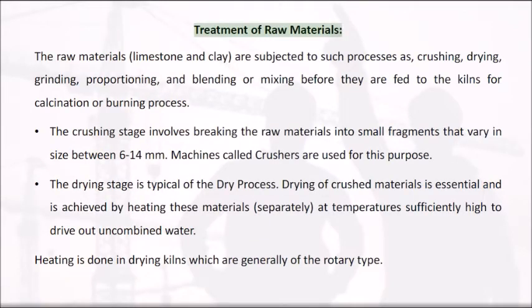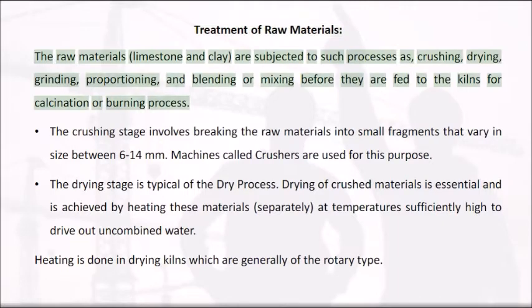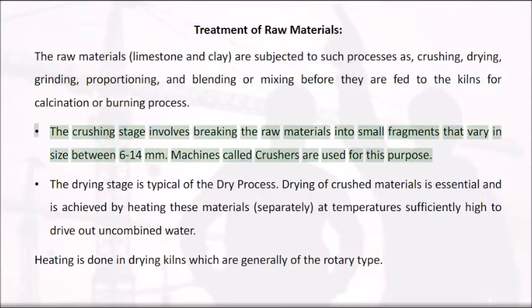Treatment of raw materials. The raw materials, limestone and clay, are subjected to such processes as crushing, drying, grinding, proportioning, and blending or mixing before they are fed to the kilns for calcination or burning process. The crushing stage involves breaking the raw materials into small fragments that vary in size between 6 to 14 mm. Machines called crushers are used for this purpose.